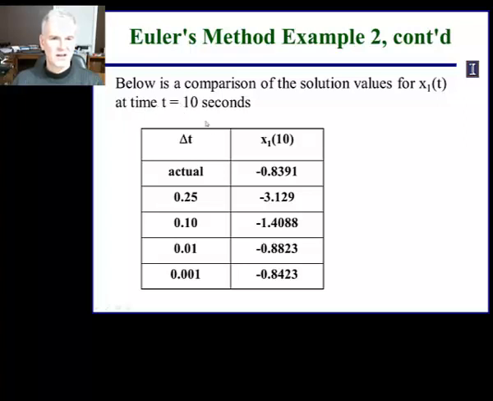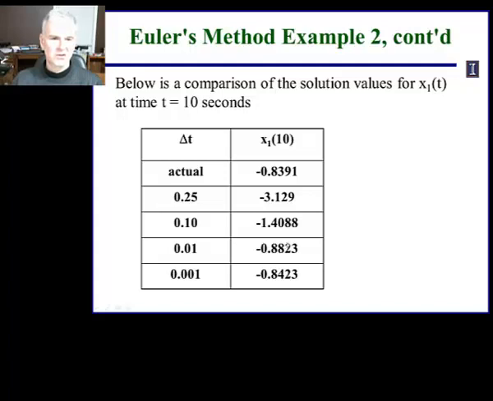Okay, we can then compare Euler's for different values of delta t for what is x1 at time t equals 10 seconds. Actual is minus 0.8391. Here's what we got when we use 0.25. Clearly a bit of error there. If we drop the time step down to 0.1, we're getting a little bit closer.